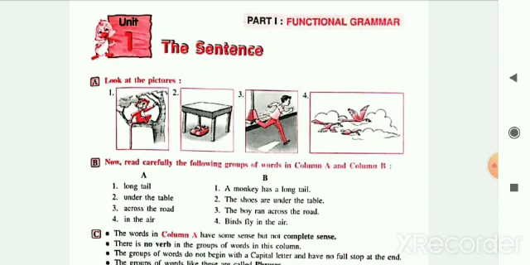In the 5th grade, we have done the basic part of sentences, what we mean by a sentence. Let us repeat it so you are thorough with that part. What do we mean by a sentence? When a group of words are arranged correctly and they give a meaningful idea, then it is called a sentence. And the sentence also begins with a capital letter and ends with a full stop.